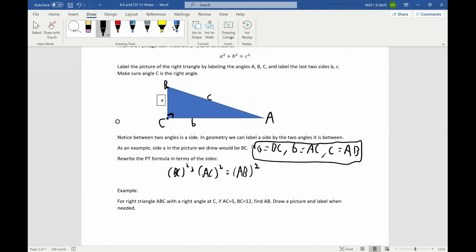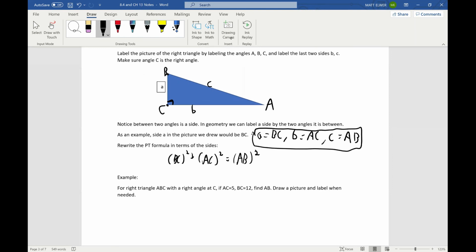So on your homework, you might have some problems like this where they label the sides using the two angles that they're in between rather than using side lengths, right? So just saying lowercase a or something like that. Okay, so let's go through some examples here.